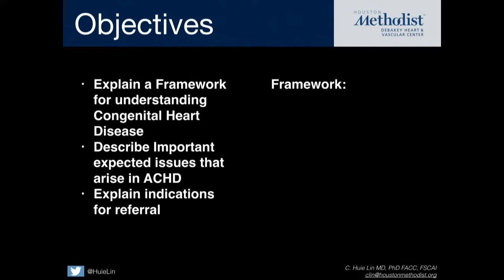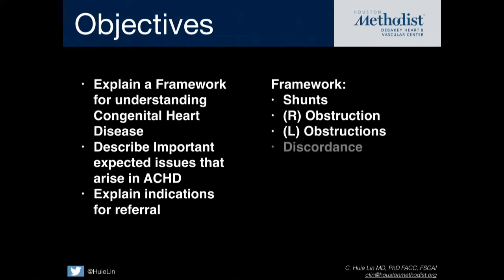And this is basically what the framework looks like. We're going to talk about basic shunts and their complications, then right-sided lesions, then left-sided lesions, and then discordance. This is the way I like to break down most of congenital heart disease. Finally, we're going to talk about single ventricle briefly and how that actually affects our patients.